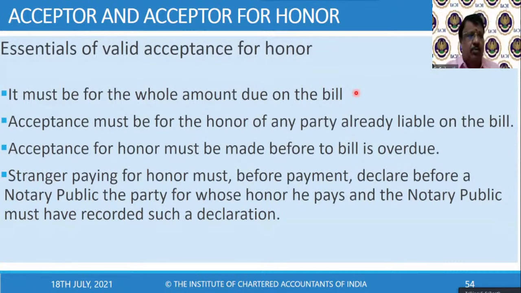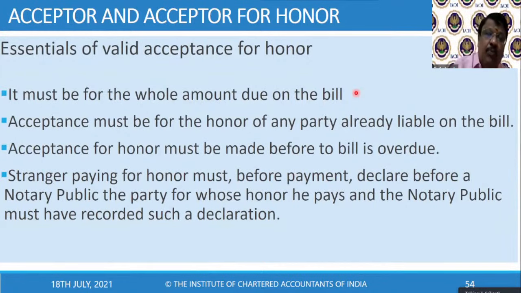On-demand means once I give it to you, you have to pay. There is no question. After sight, 30 days, 60 days after sight. Once I present it for acceptance, after that 60 days, right? So that bill can become overdue on the 60th day. So this acceptance should be made before it becomes overdue. Okay. Again, when a payment for honor is made, it must be declared before a notary public that he is paying on behalf of somebody else. Okay. The idea is to give evidence.